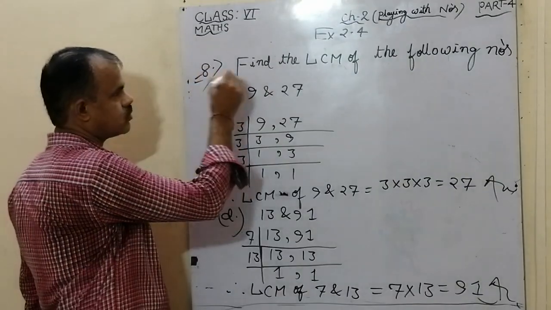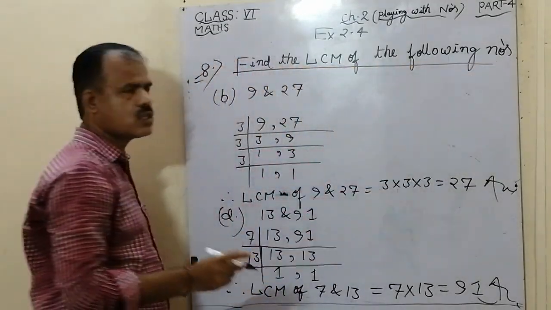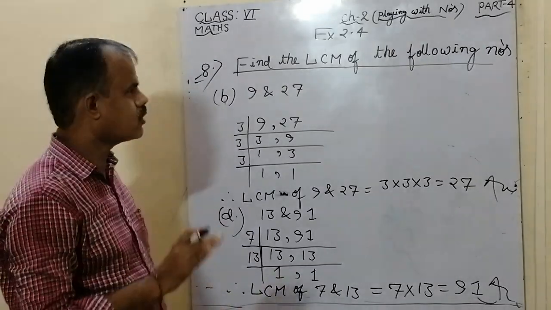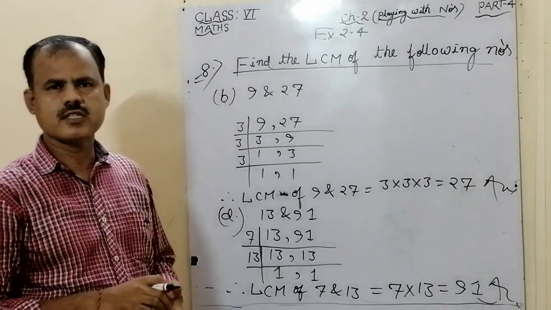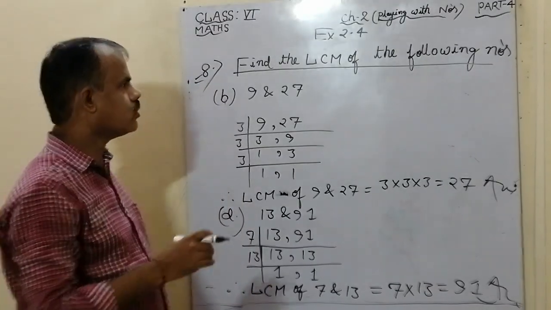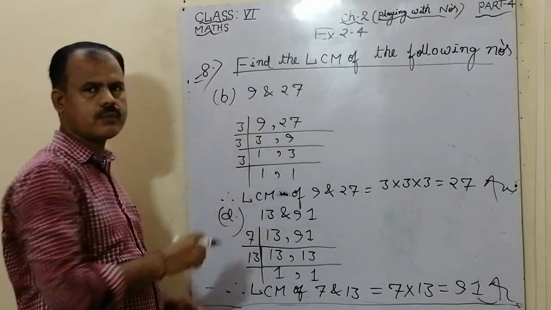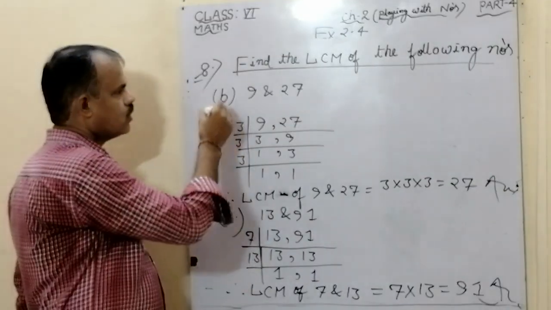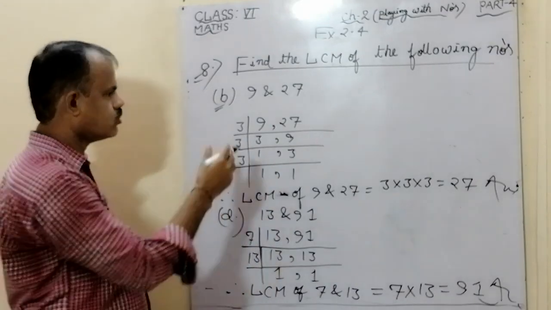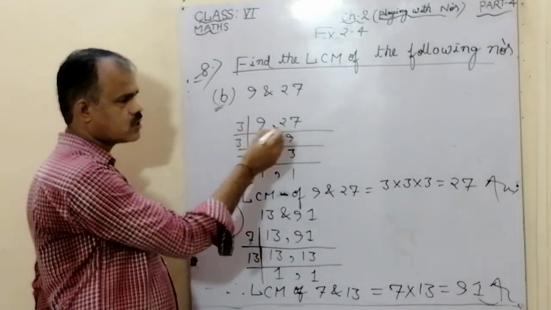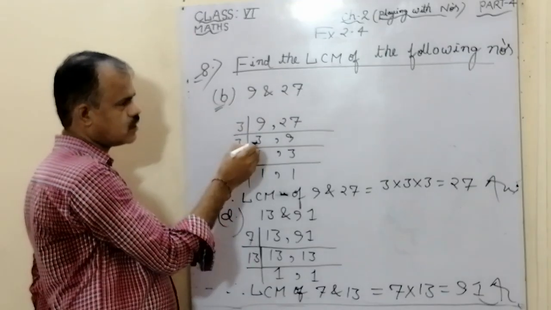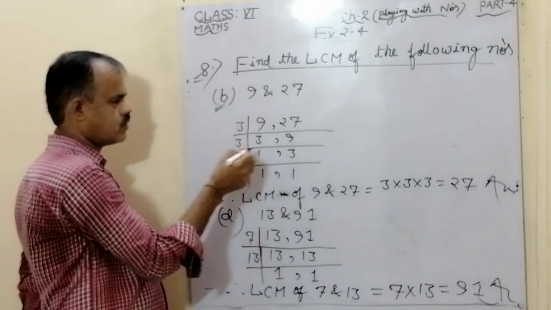Yes, question 8. Find the LCM of the following numbers. Like HCF, in LCM also there are two methods: first prime factorization and second division method. Students used to solve LCM by the division method. So here you see part B, 9 and 27. I am also using the division method. 9, 27, first you write here. Now divide by 3. 3 3s are 9, 3 9s are 27.